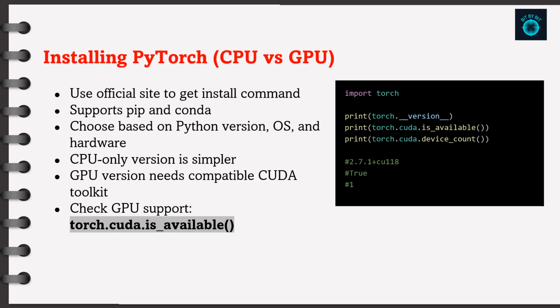Once installed, you can check if GPU support is active by running the following command: import torch, print torch.cuda.is_available. If the result is true, PyTorch has detected your GPU and is ready to use it. If it prints false, you're running on CPU or the GPU setup isn't correctly configured.